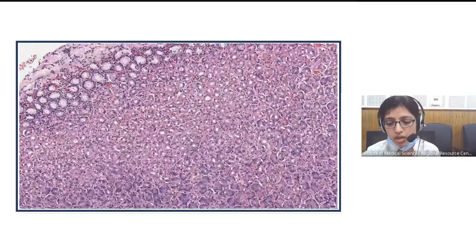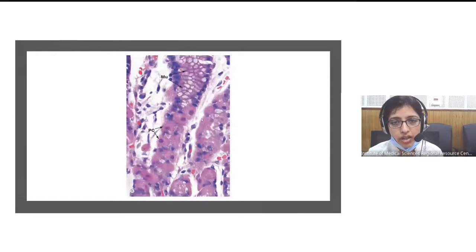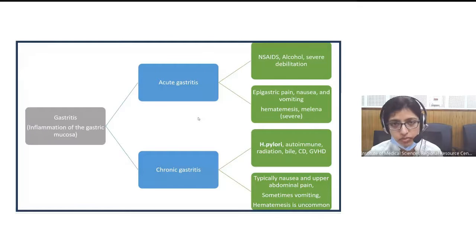Now, apart from acid, they also secrete intrinsic factor, which is important in the absorption of vitamin B12, about which you must have read in your lecture on the hematology section. So here is another high power photomicrograph where we are seeing these large distended cells. These are the parietal cells having abundant eosinophilic cytoplasm.